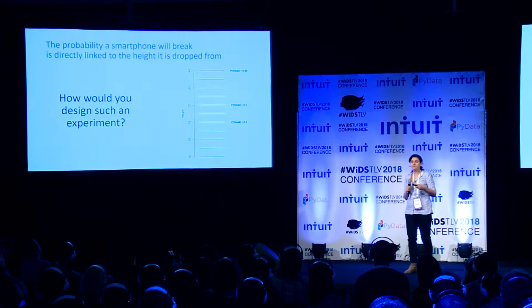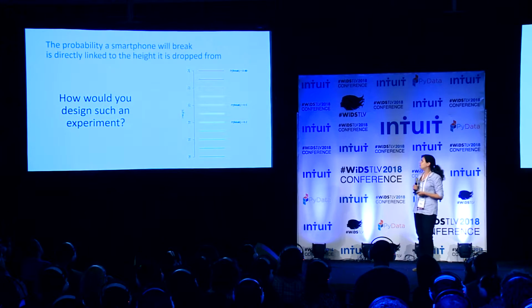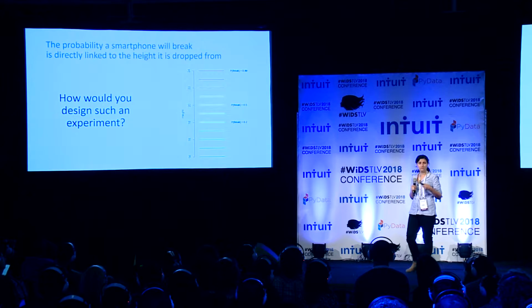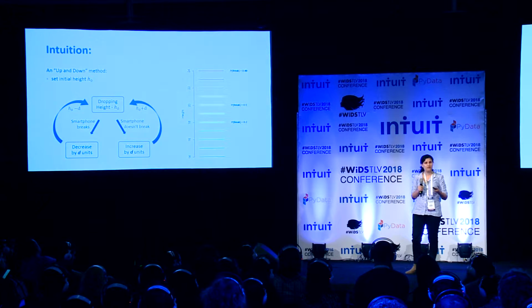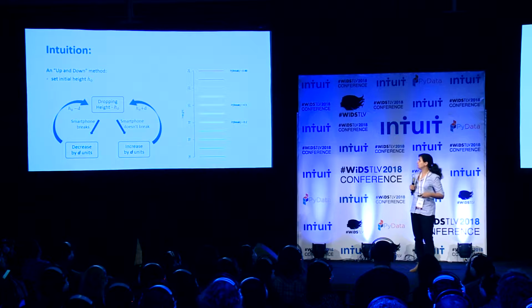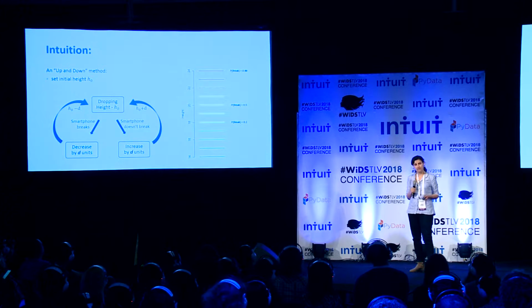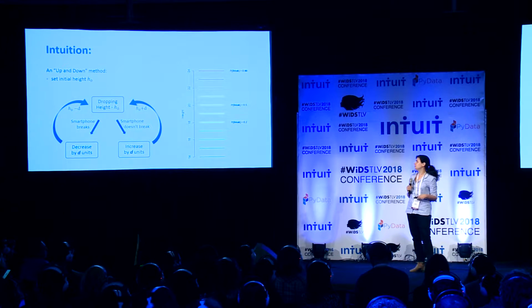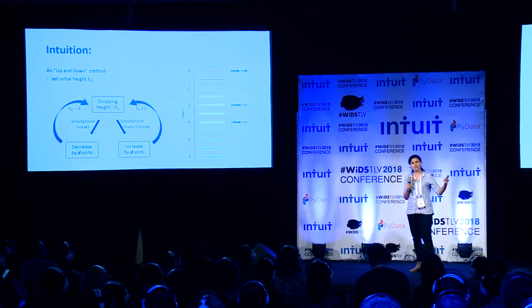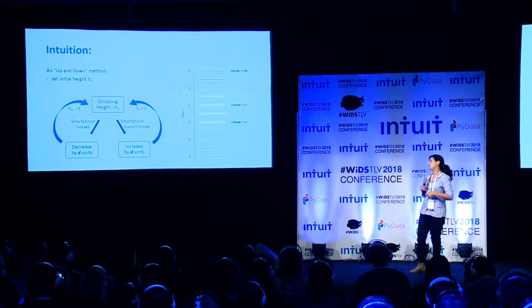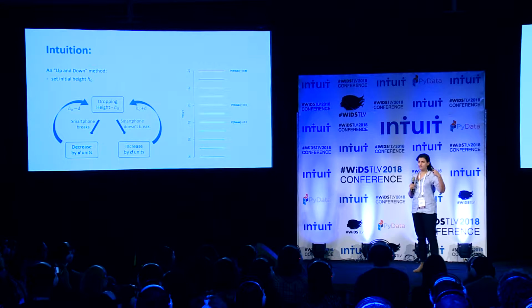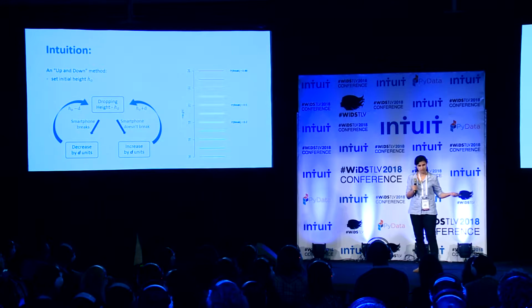So as I said, the probability that the phone breaks is directly linked to the height it's being dropped from. So how would you design such an experiment? The intuition is to have something like an up and down. You have an initial height, and then if the phone breaks, you decrease the next height you drop the phone from by some constant d units. And if the phone doesn't break, then you increase the height until you observe some broken phones.